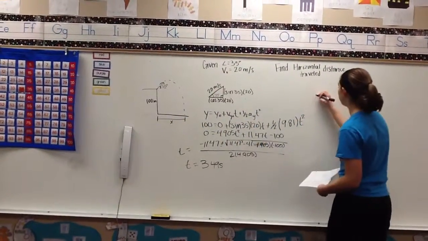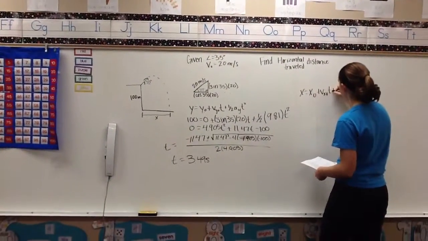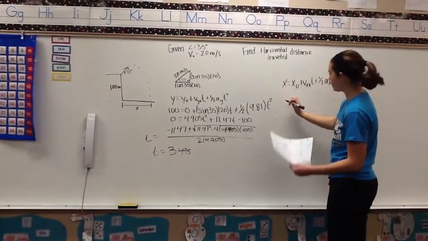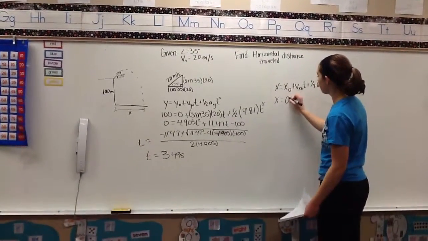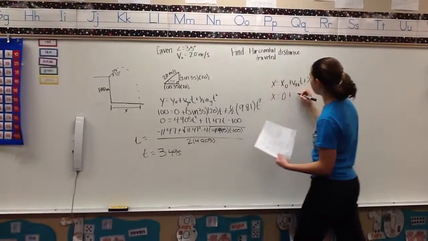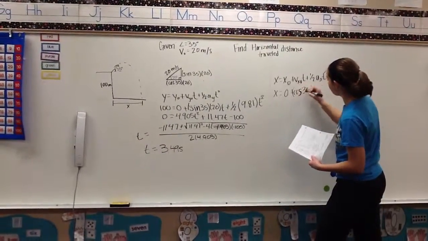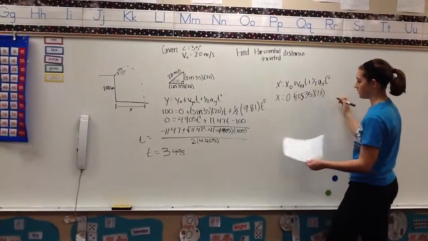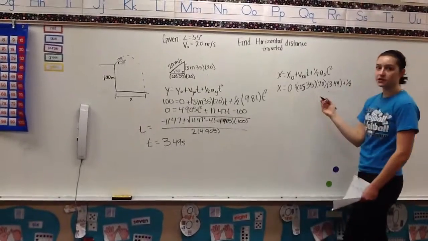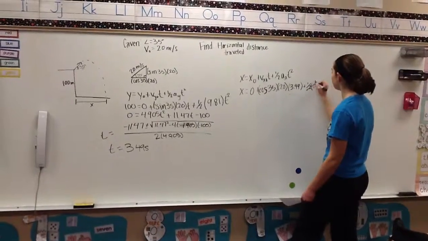So you have x equals x naught plus v x naught t plus 1/2 a x t squared. So the final x position is what you're trying to find. So x equals the initial 0 plus the initial x component, which is cosine 35 times 20, and then t, which is 3.49, plus 1/2. And acceleration in the horizontal direction is always 0. So 0, and then t squared.